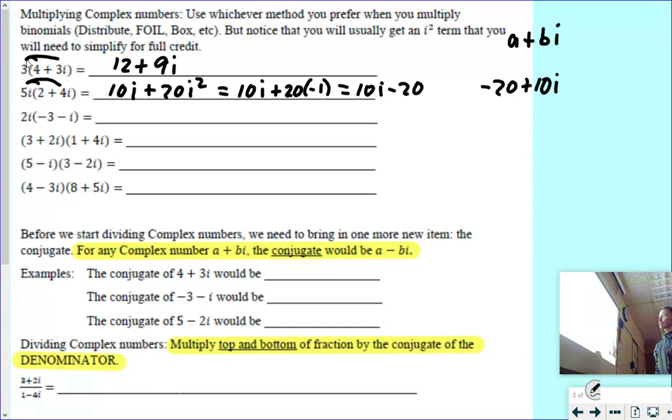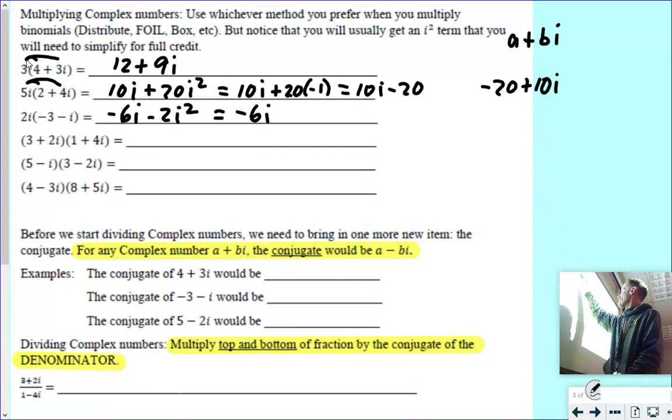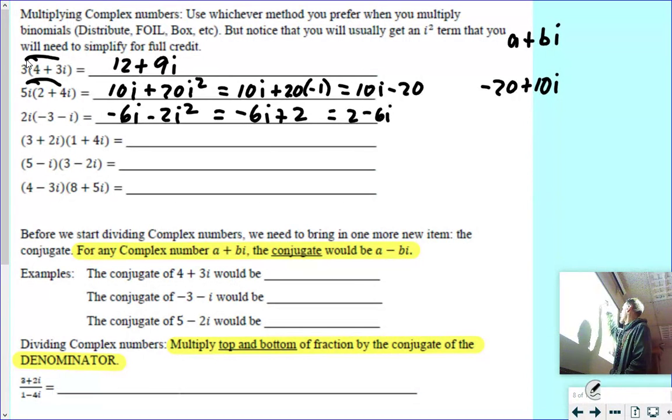Okay? Next example, same exact thing. So we got 2i times -3, 2i times -i. So remember that -2i squared is -2 times -1, which is +2. So -6i plus 2, or again, we should write that as 2 minus 6i. Okay.